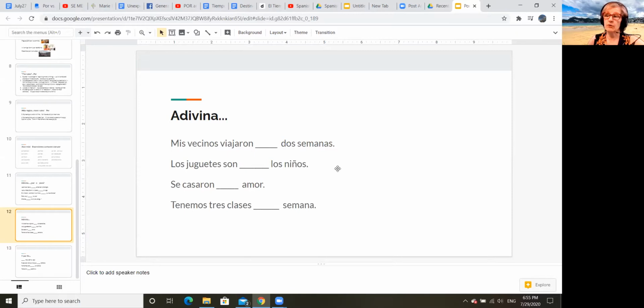Okay, se casaron, they got married. Por amor. Amor is a noun, it's a thing. Se casaron por amor. They married for love. They married because of love. No se casaron por el dinero. They did not get married for money. Or maybe.